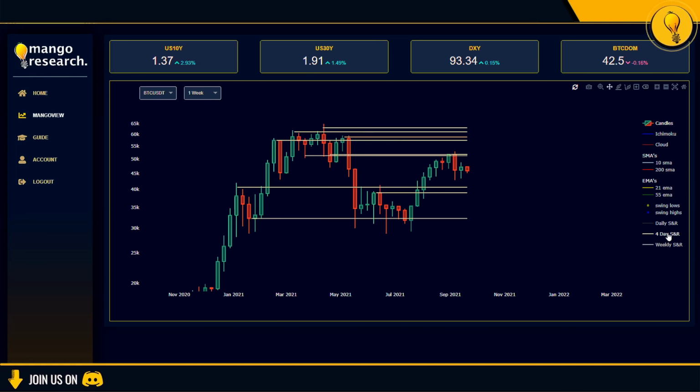This is a premium feature, by the way. Everything else is a free feature, but the 4-day SNR and the weekly SNR, drawn automatically by the dashboard algorithmically for you guys, was marked out at 52,000, and this was the key level. The 4-day time frame being the Mango time frame that we were eyeing as a major resistance point. And this happened around 3 weeks ago. We first touched it around 4 weeks ago, leading into that September month.